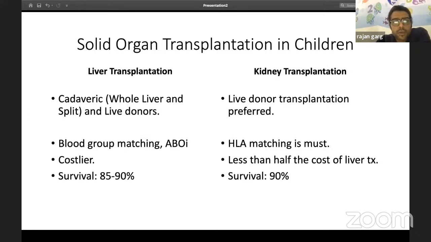Then about the donors in cases of liver and kidney transplants. The liver is one organ where you can take a part of the liver from the donor, and the donor's liver will grow back to normal in 4 to 6 weeks. That is a unique thing about the liver. In kidney transplants, you take one kidney from the donor. There is nothing like a half kidney. So you take one kidney from the donor and then you place it into the recipient.